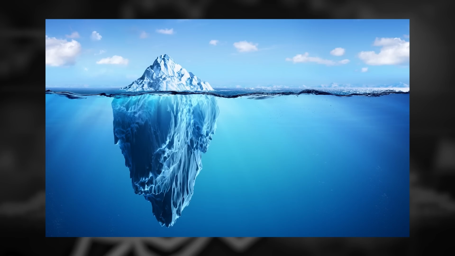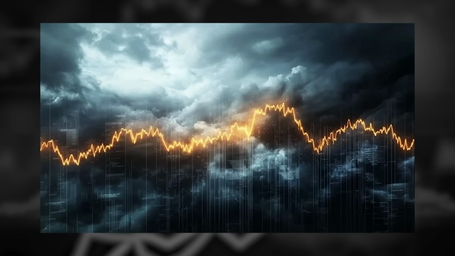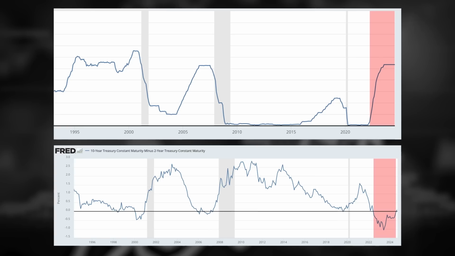In other words, when you look at the surface, everything seems fine and dandy. But once you get into the details, once you look underneath the hood, you see that there are a lot of economic storm clouds brewing. So the yield curve definitely inverted here. We know that for sure.